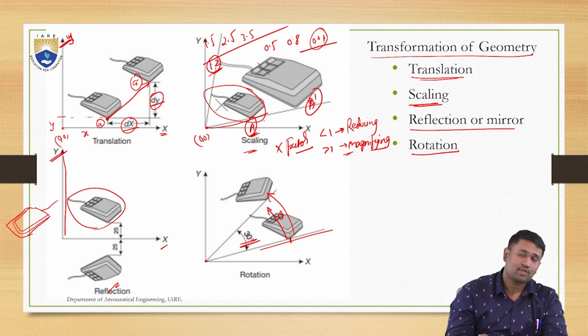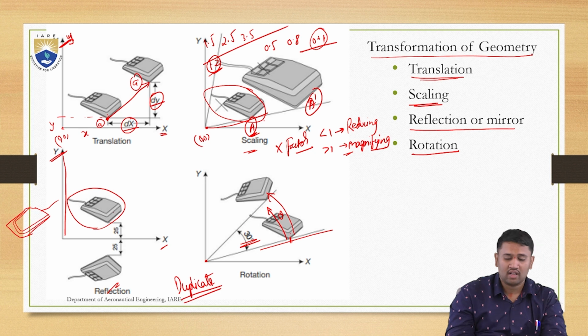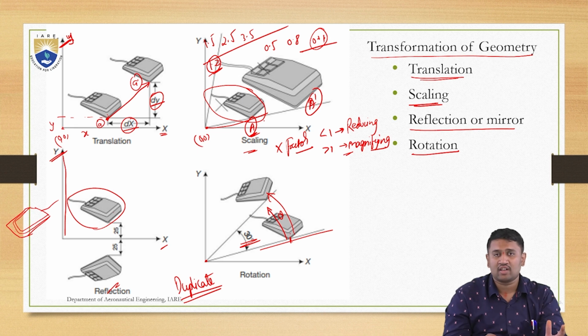Basically, if you want to keep both as separate parts, you can use the duplicate command in all four transformation features, where you can keep the original model as it is and create a newer model with the same features, right?